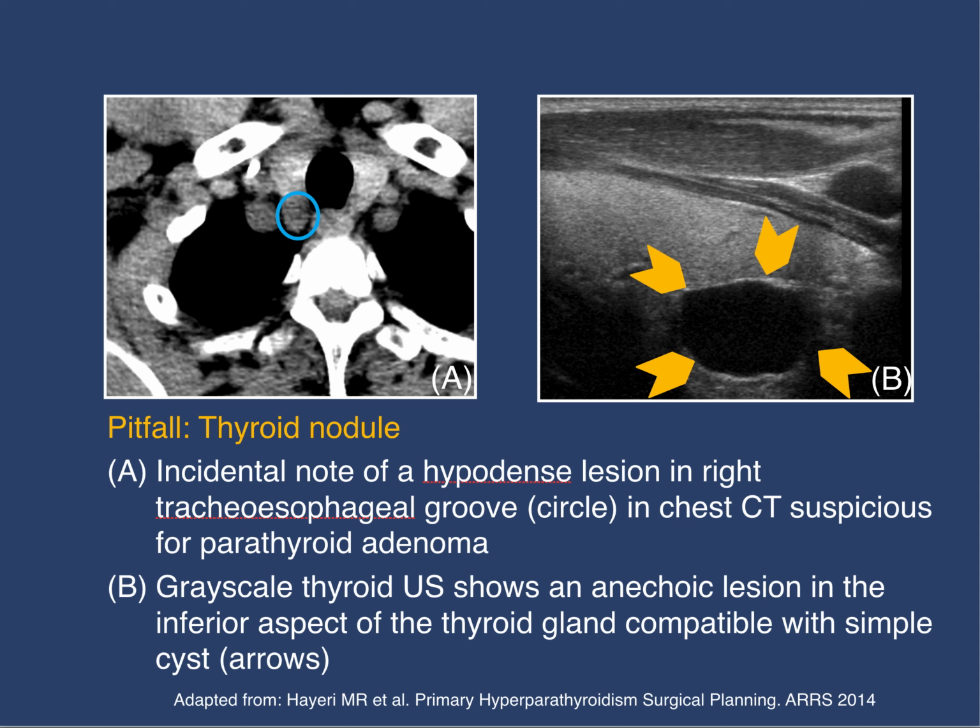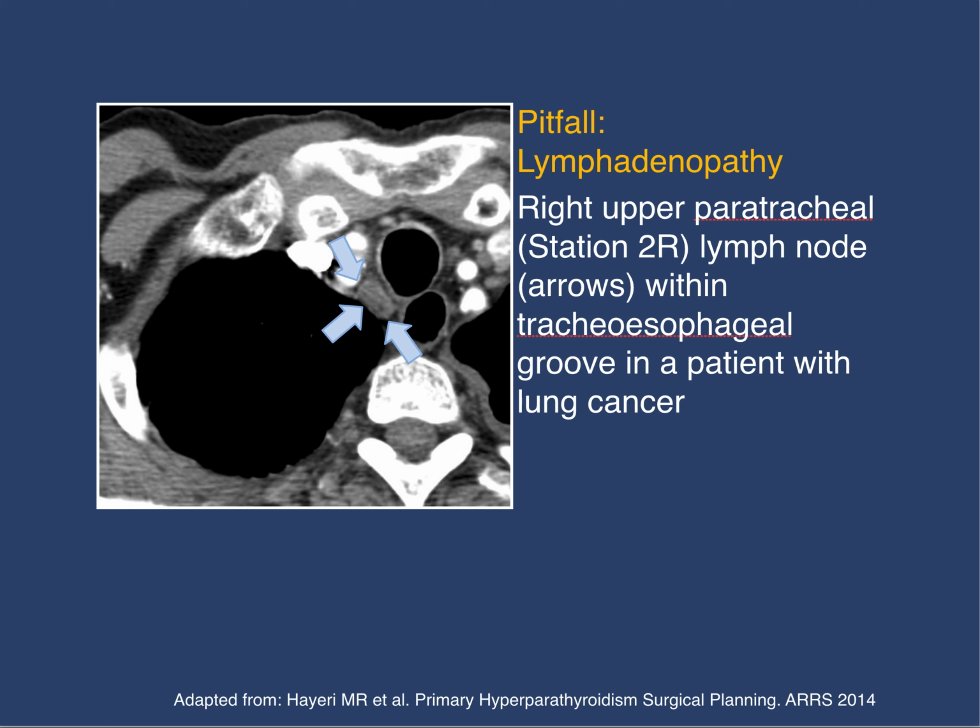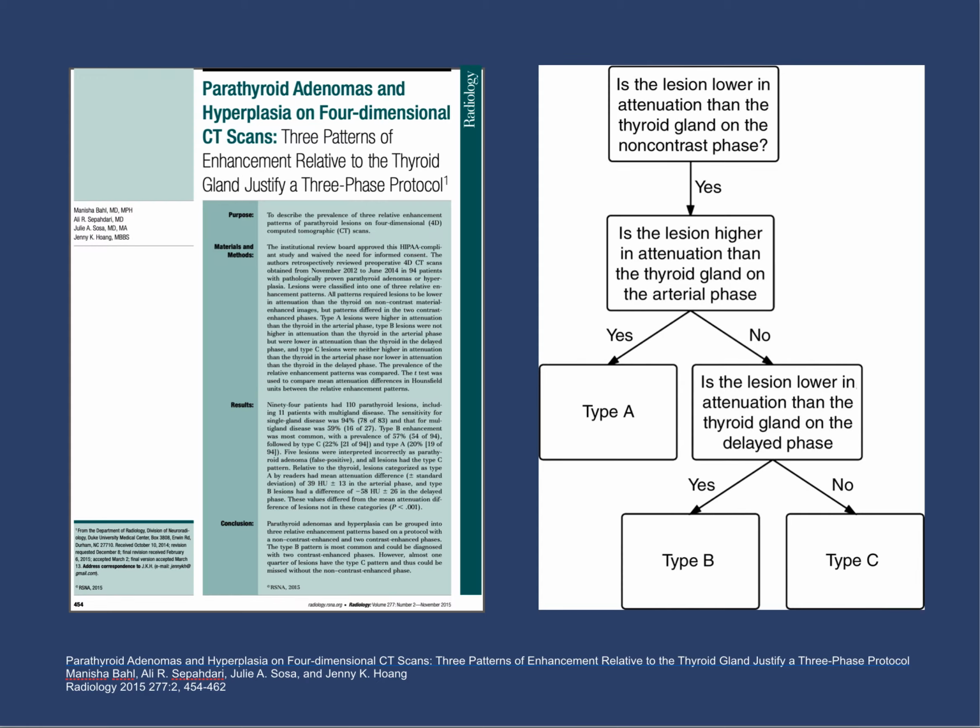Again, it's easy to confuse a simple thyroid nodule with a parathyroid lesion. And on the CT here, we're seeing something that's not as dense behind the gland, but if we look at the corresponding ultrasound image, it's just a simple cyst. Lymph nodes sometimes could be really tough to tell. This is a really excellent paper in Radiology that was published in 2015.